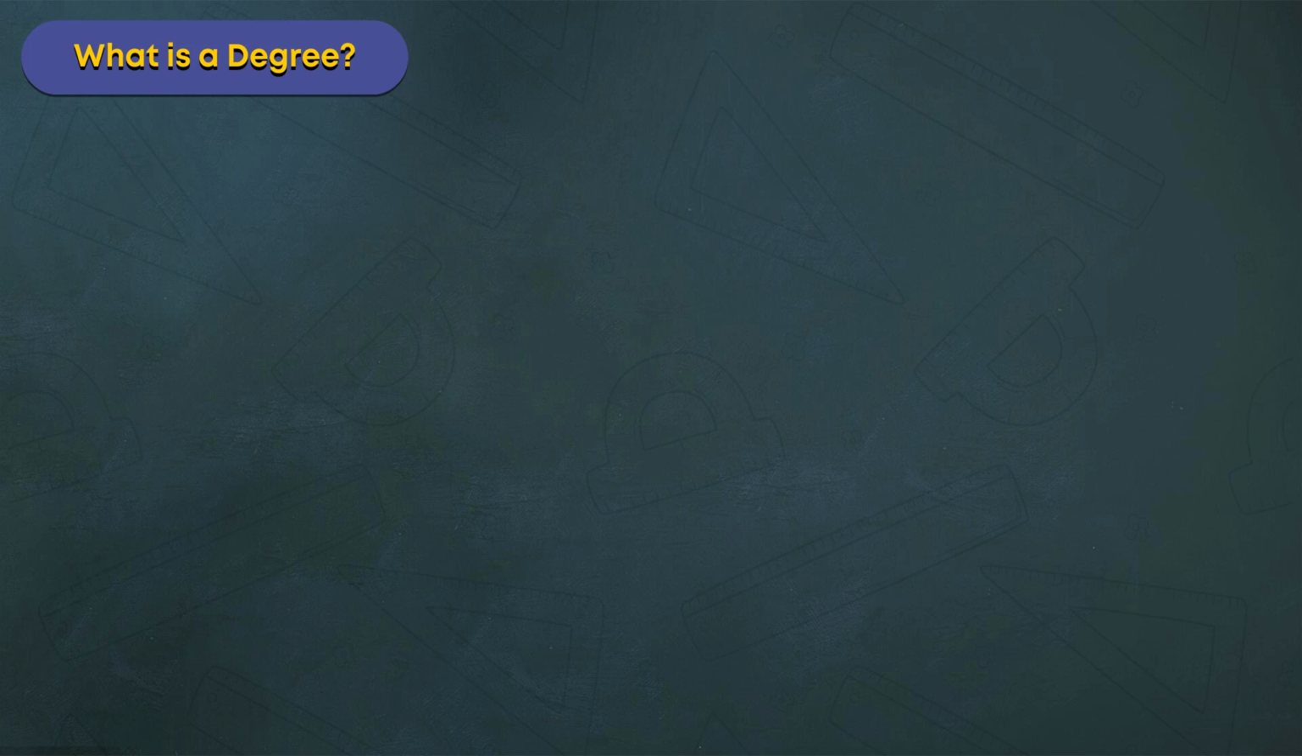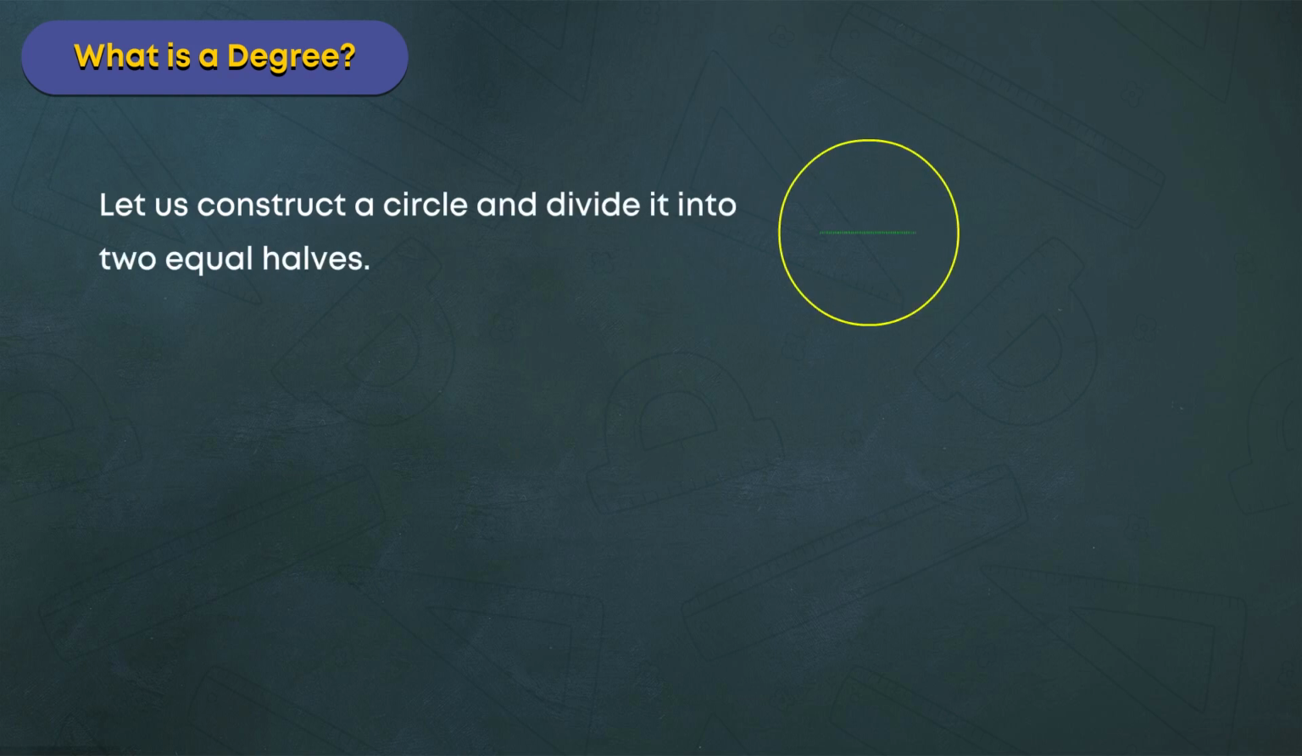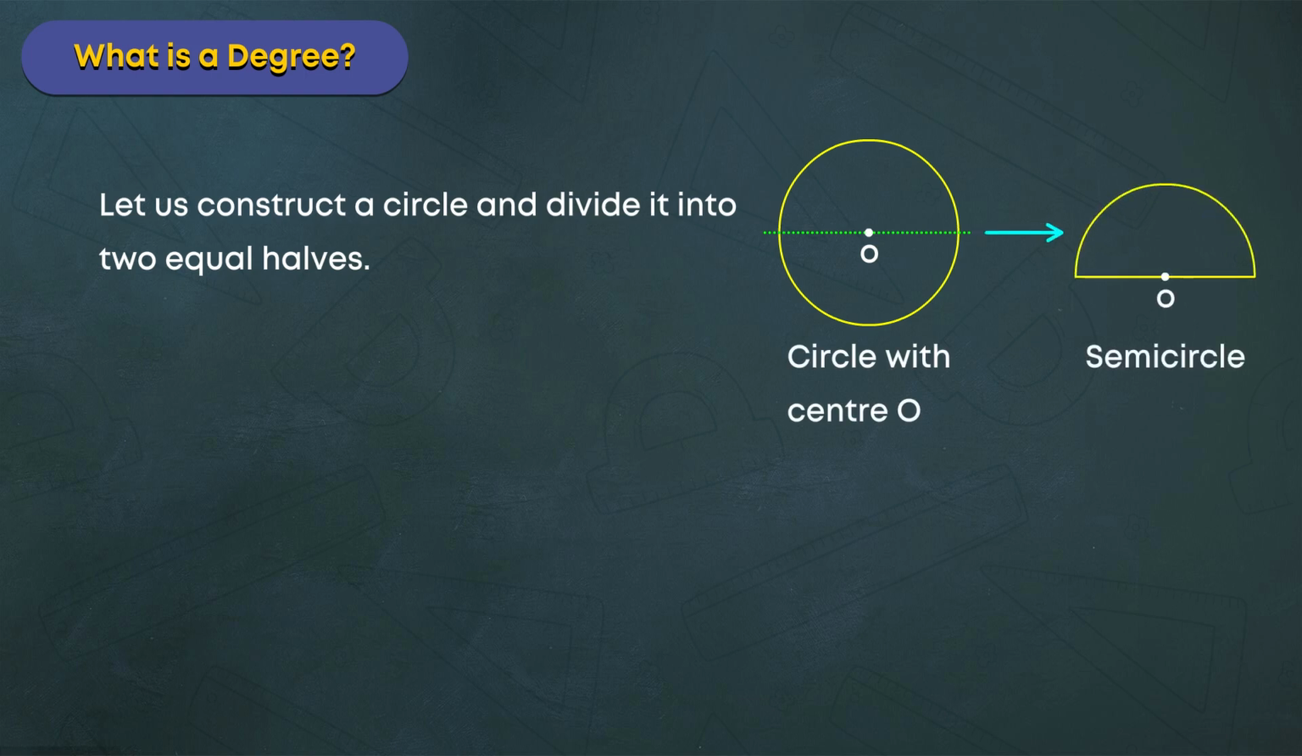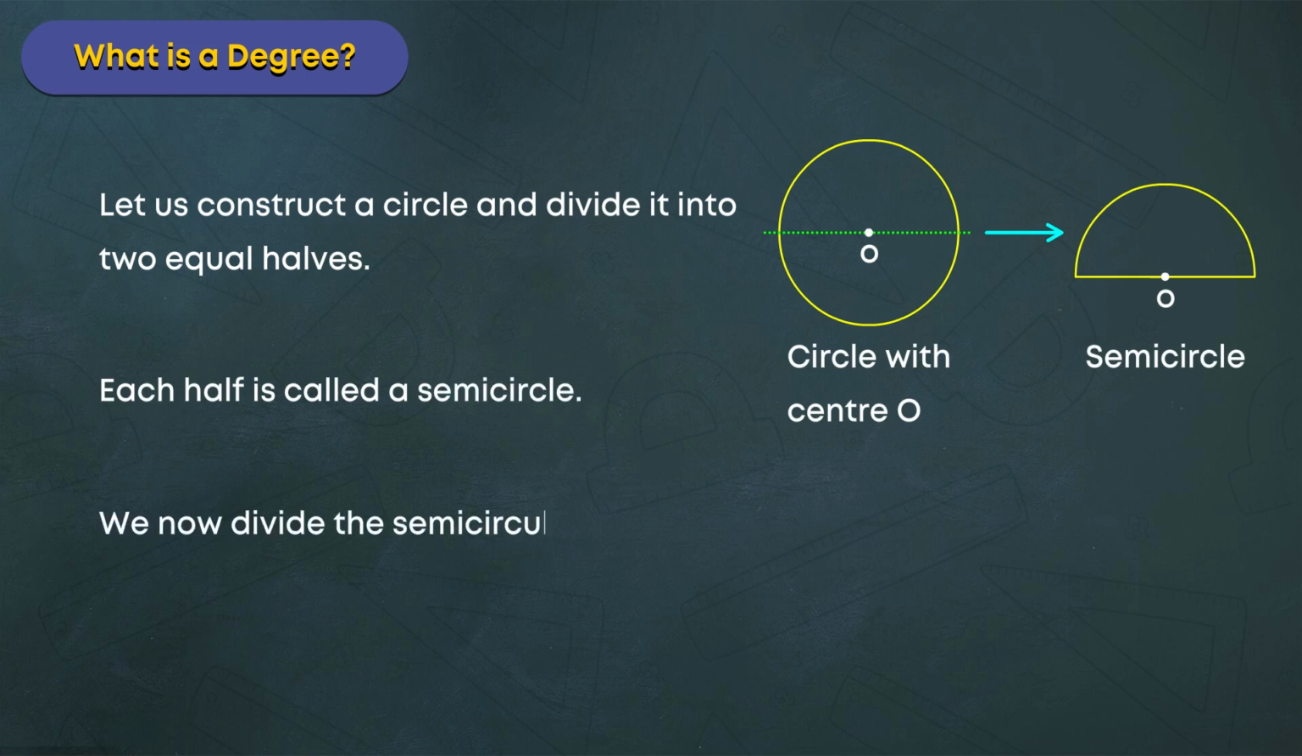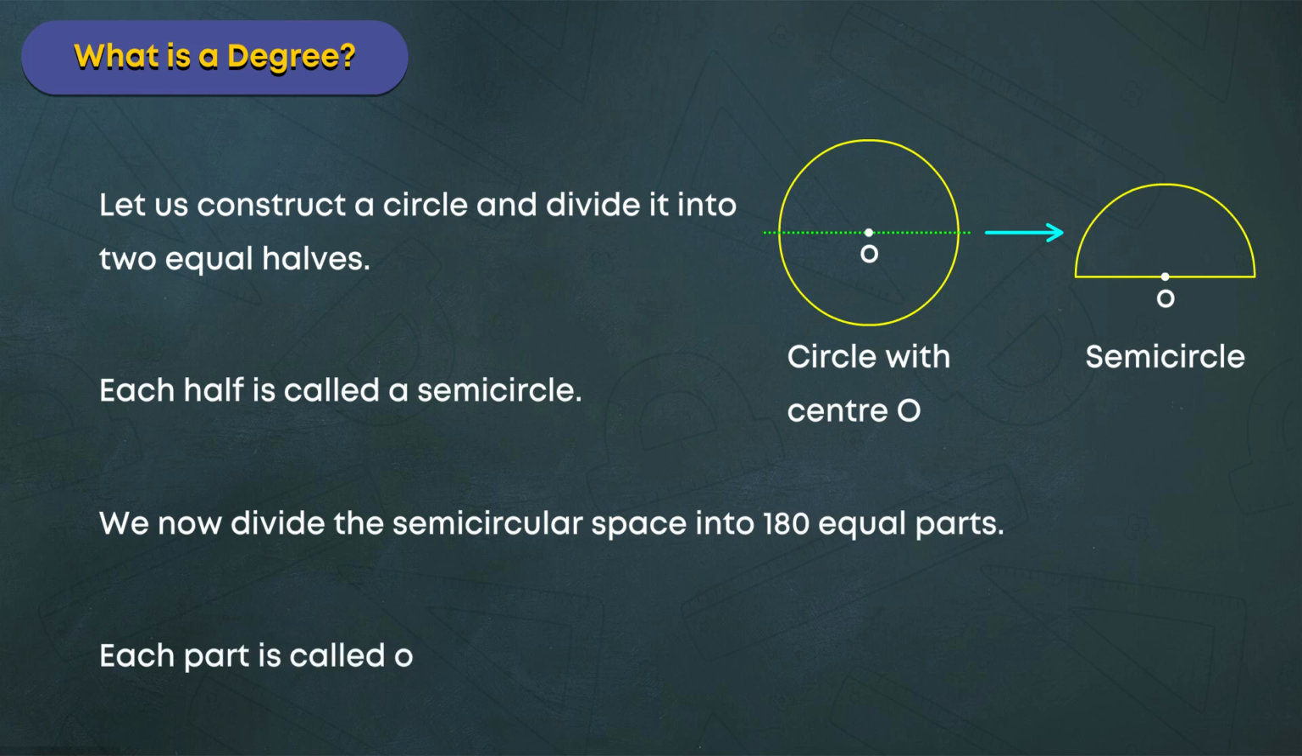What is a degree? Let us construct a circle and divide it into two equal halves. Each half is called a semicircle. We now divide the semicircular space into 180 equal parts. Each part is called 1 degree. Circle with center.